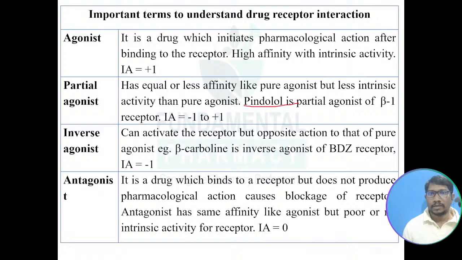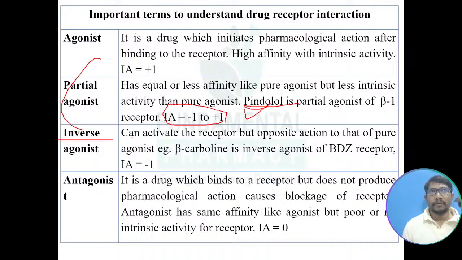Pindolol is a partial agonist to the beta 1 receptor, and intrinsic activity of a partial agonist is between -1 to +1. So that is partial agonist. Now inverse agonist is another term. Inverse agonist means opposite to the full agonist.